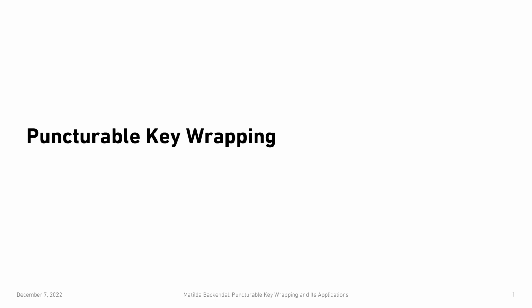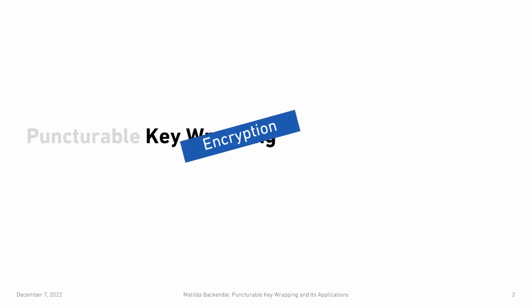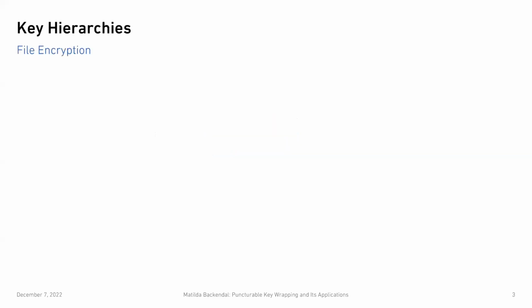So starting with the what, let's forget about puncturing for a moment and focus on key wrapping. You can think of key wrapping as authenticated symmetric encryption, where the plaintexts are cryptographic keys. This can be used to protect keys in storage and during transport. It can also be used to build so-called key hierarchies, which are systems where one key is used to protect multiple other keys. This is useful, for example, in applications that have a lot of keys, to ease key management.